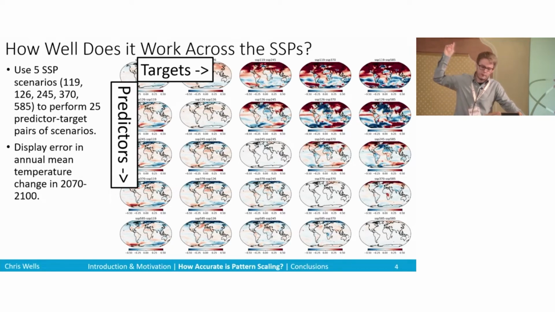Then going along the top is increasing the radiative forcing of the target scenario, so increasing through those scenarios for the target scenario, the thing we're trying to project. And then going down the rows is changing the predictor, so changing the pattern that we're using to do it.